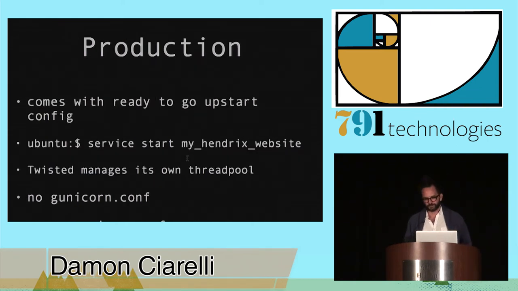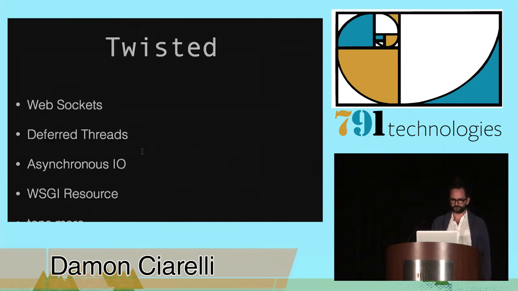In production, because Twisted has its own thread management, you don't need to do your Gunicorn "how many workers" conf file, stuff like that. So we have a little upstart config that you can just use. It's actually made for Ansible, so it has the template brackets and you just use it in Ansible, it pops it in the right place. This is actually a typo right here, I think it should be Hendrix start, I don't remember. It's basically an Ubuntu service thing. There should be a sudo in there too.